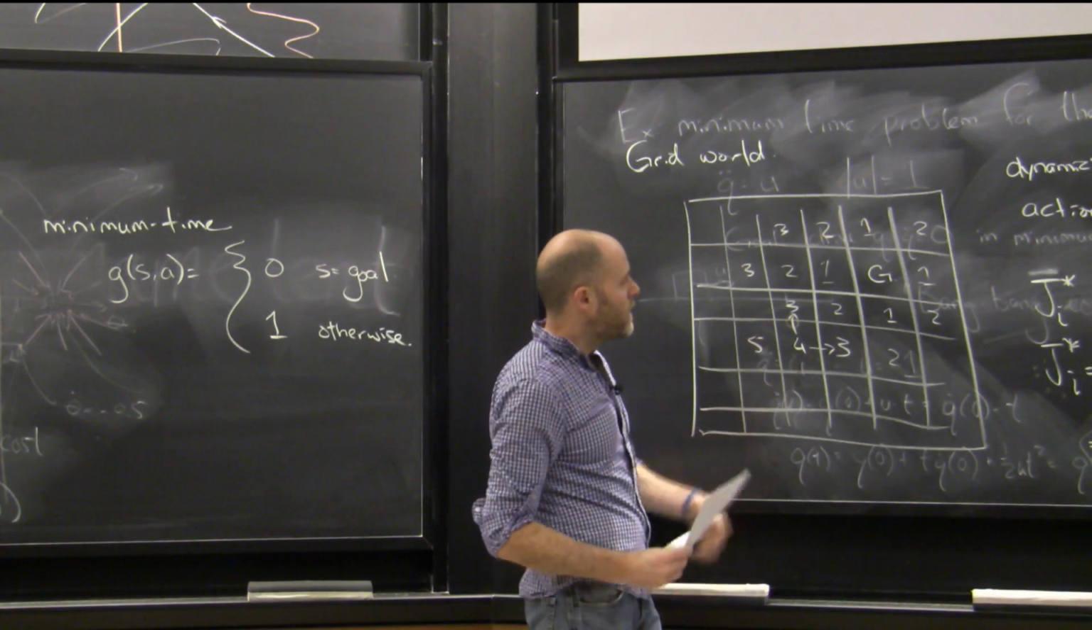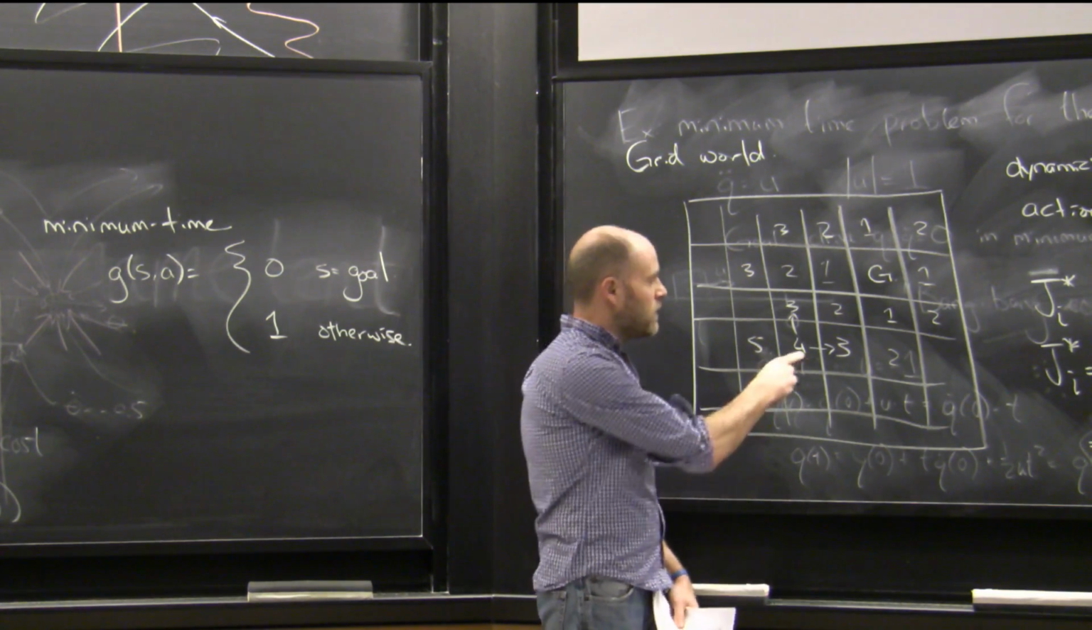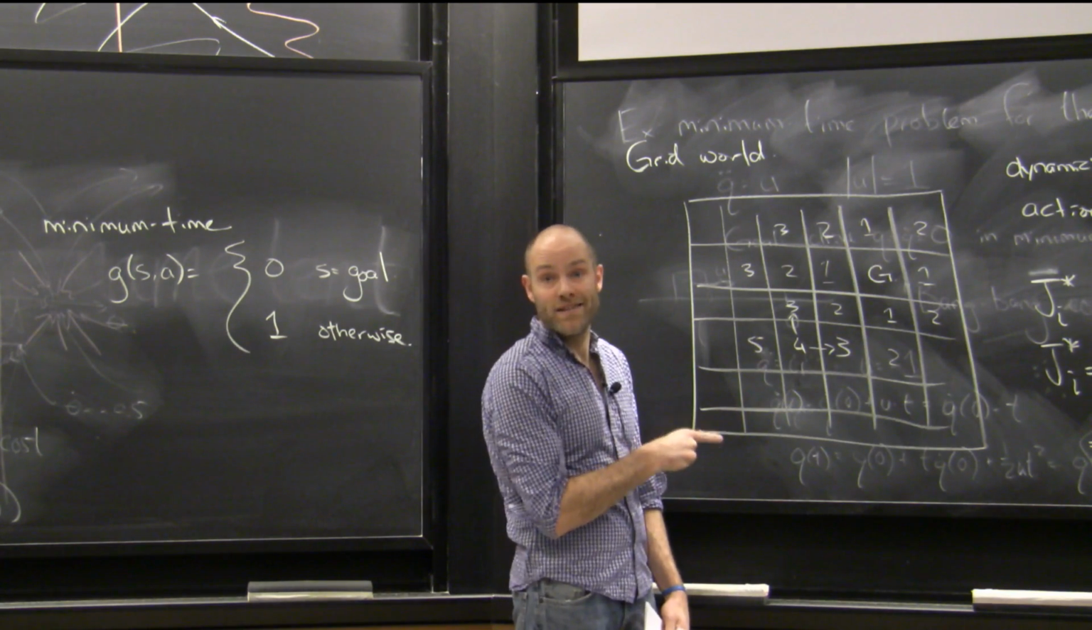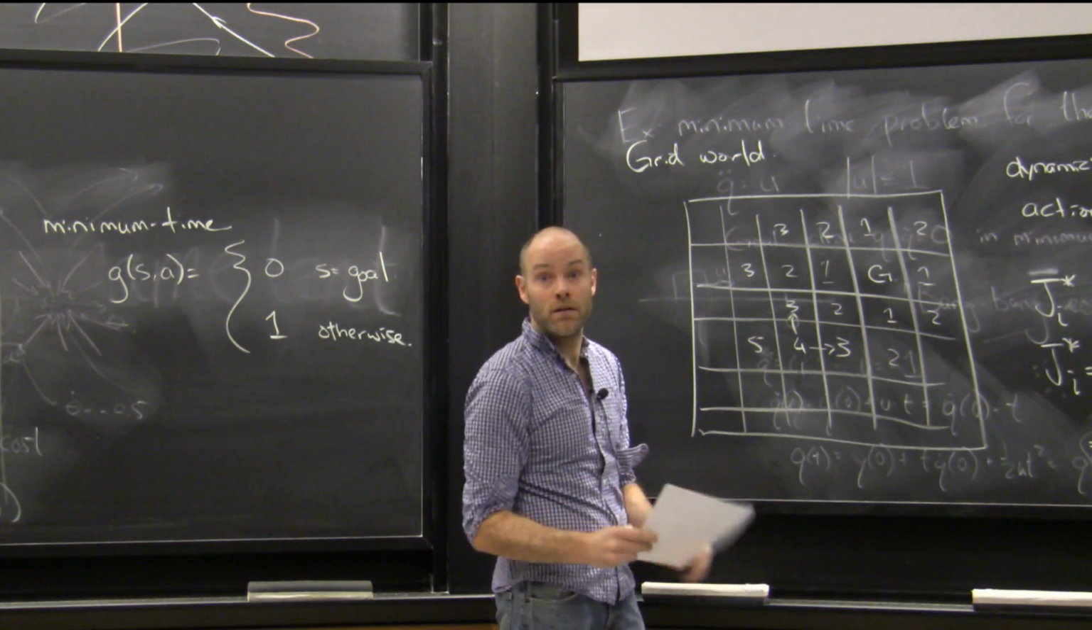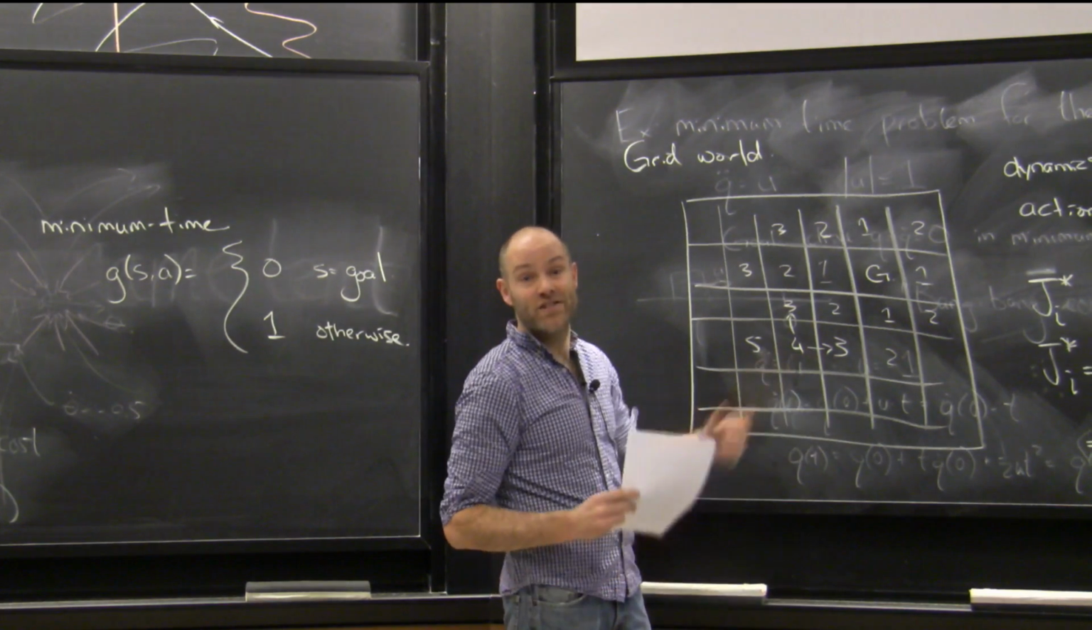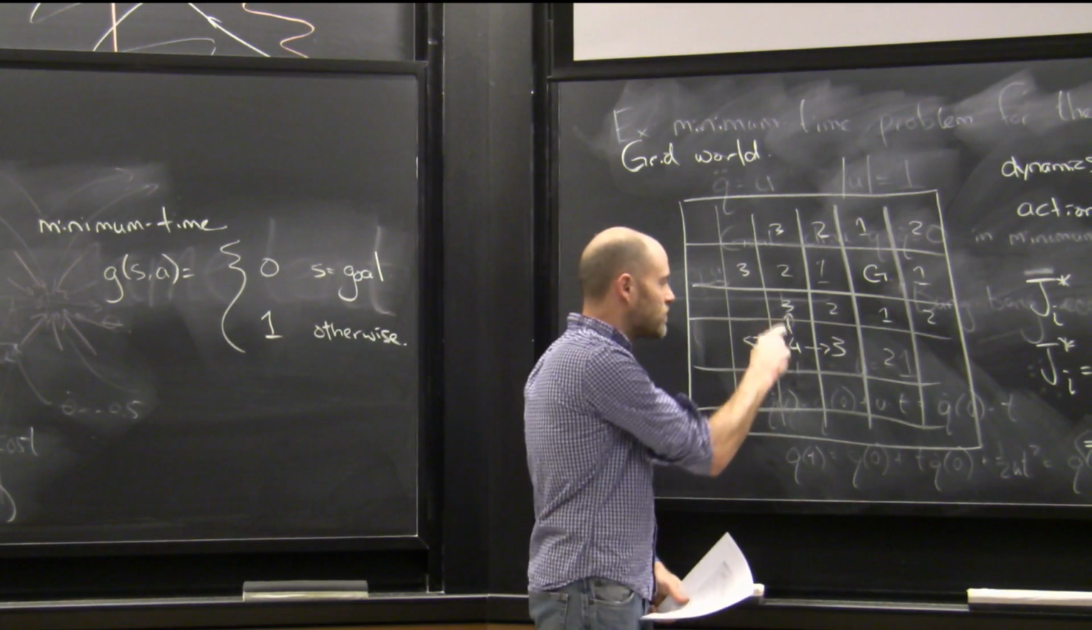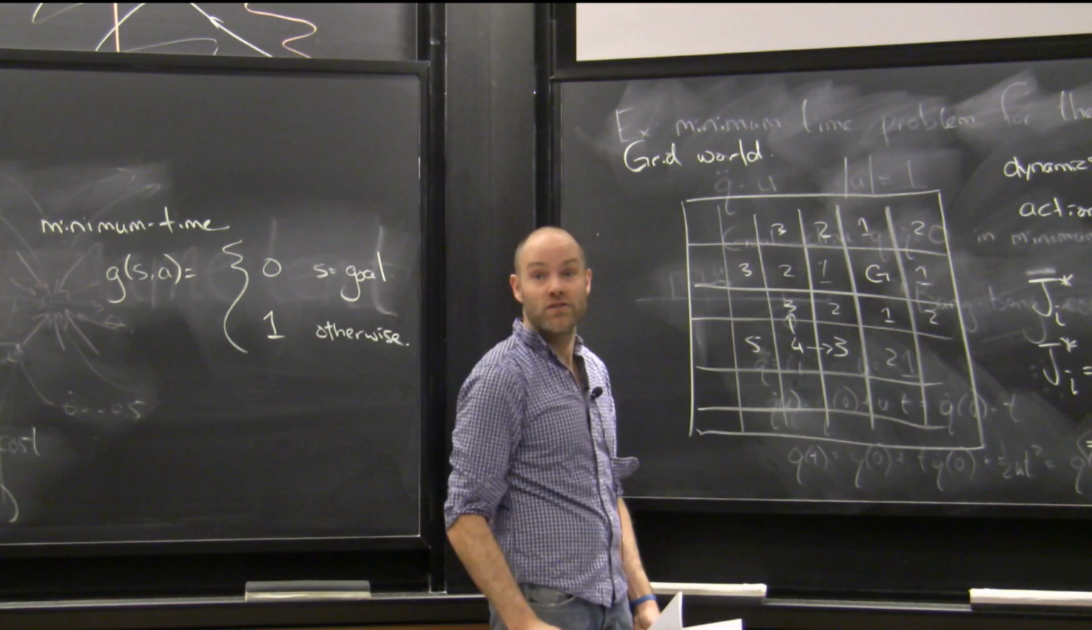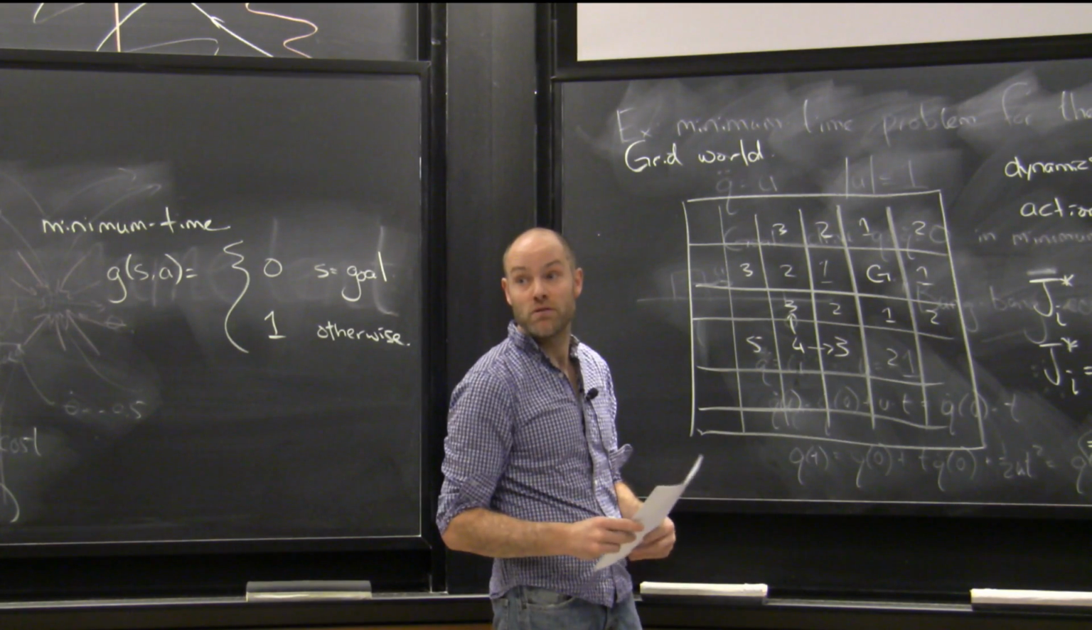Now there's a couple of interesting things here. The optimal cost to go is unique, but the optimal policy is not necessarily unique. This one, you could have chosen either of those two actions, and they're still both optimal.